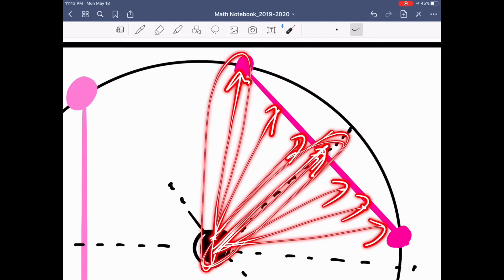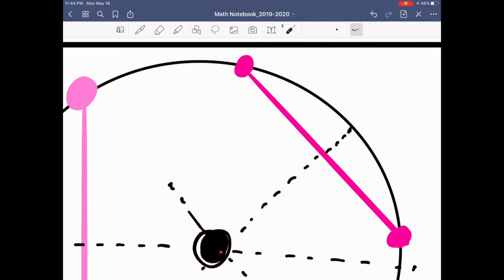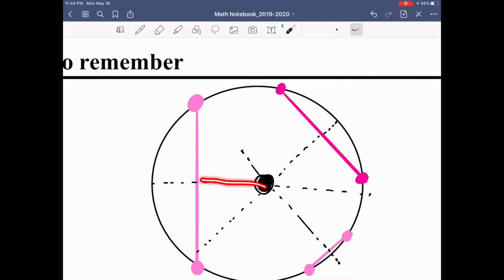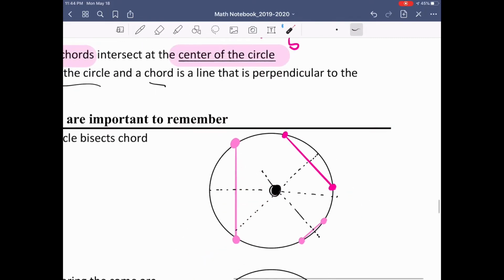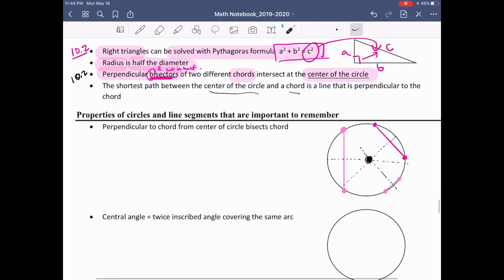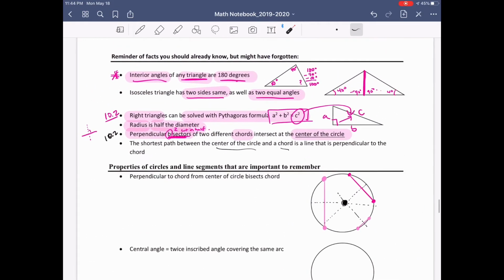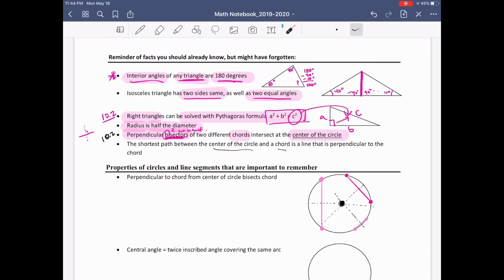This forms a hypotenuse, which should be the longest line. The shortest line, or the shortest way to get to a chord, is by cutting it in half from the center. Same thing here. You can go all the way here, all the way here, here, here, but the shortest line is definitely the one that cuts it in half. Okay? That one we're not going to be using that much, but it's something that you should definitely know, because we are going to be dealing with the bisectors a lot.